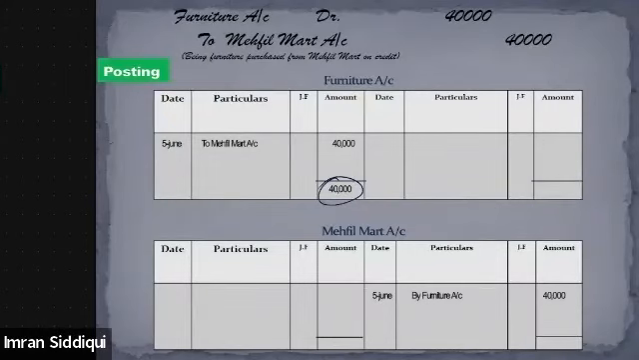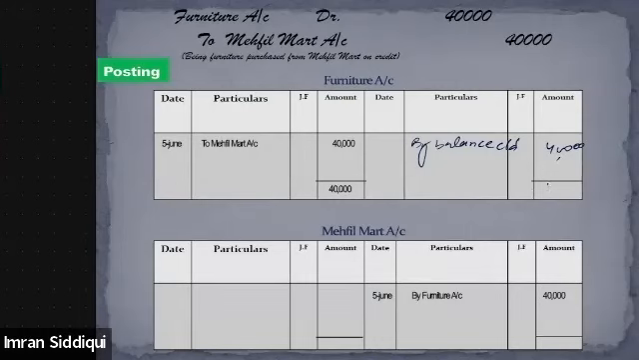So for that purpose, this is the only transaction that we recorded in the furniture account. At the end of the year, what do we do? We need to find out the closing balance of the furniture account. So we'll write By balance c/d. By balance c/d indicates that at the end of the year, what is the closing balance of the furniture account. Since no other transaction has taken place, the closing balance will also be the same, 40,000.